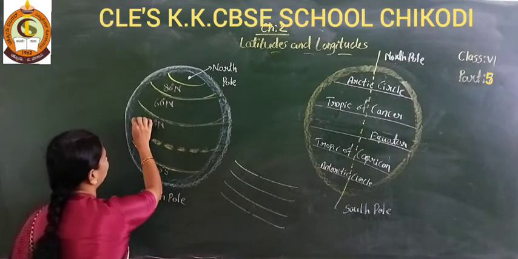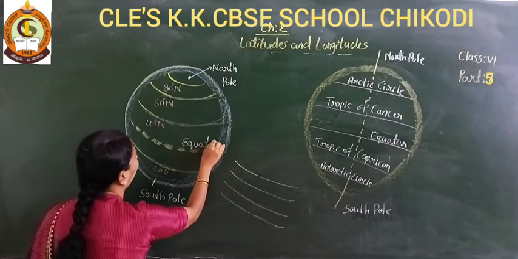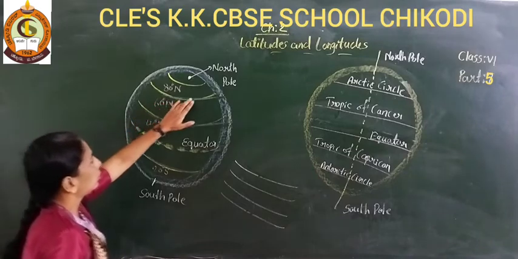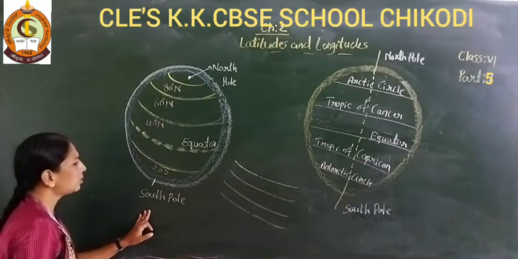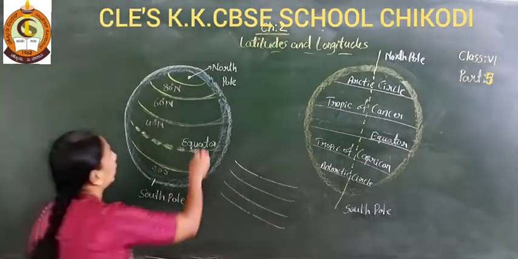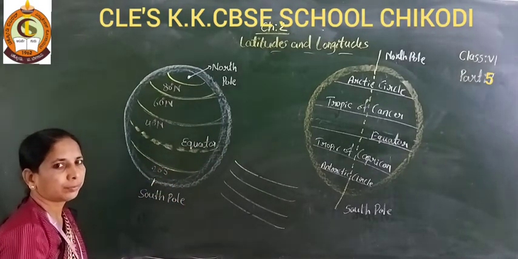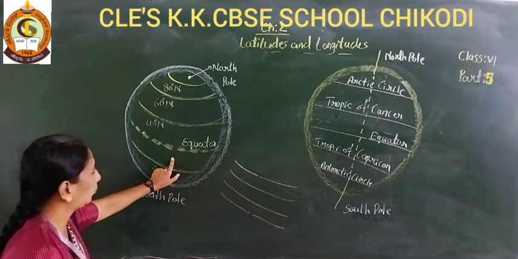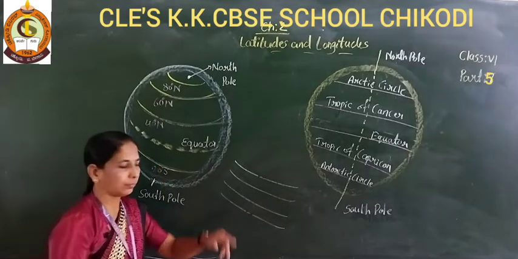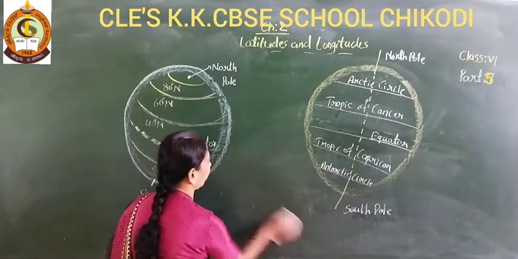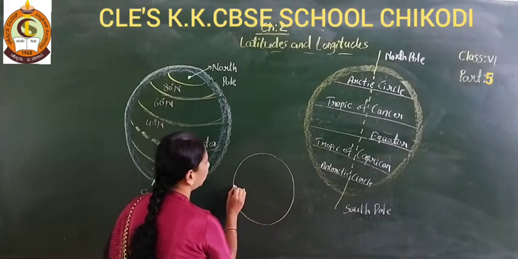See here students, this is known as the equator. This direction is the north pole and this is the south pole. This one is the Arctic Circle and here is the Antarctic Circle. And this latitude divides the earth into two halves. That is known as the equator.